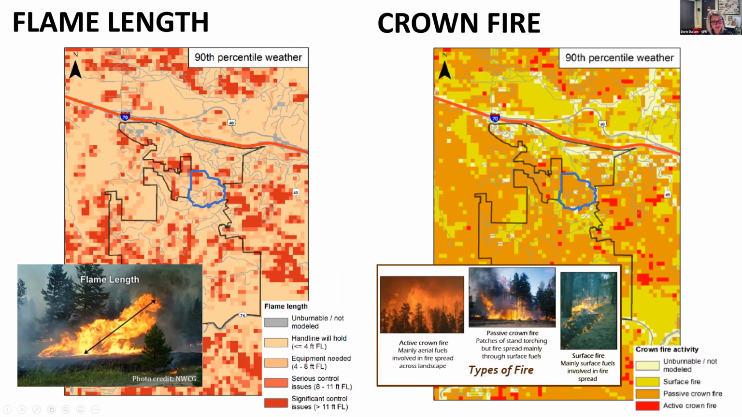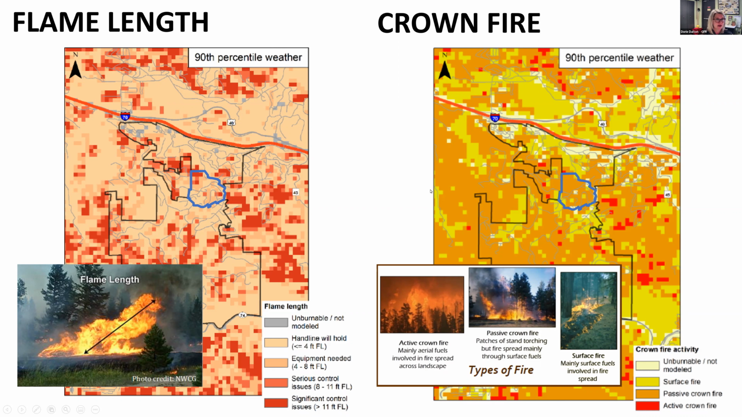So the modeling is based on fire weather conditions at the 90th percentile. You can see here that the majority of the color is mostly peach. You've got some spots of red. So with this particular modeling, most likely the fire will be controlled with a hand line with flames under 4 feet. But if the flames become greater than 4 feet, we have to bring in equipment. And in these areas with the red in here, this is potential for significant control issues.